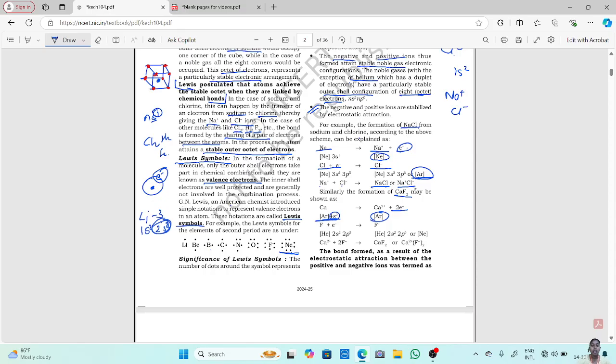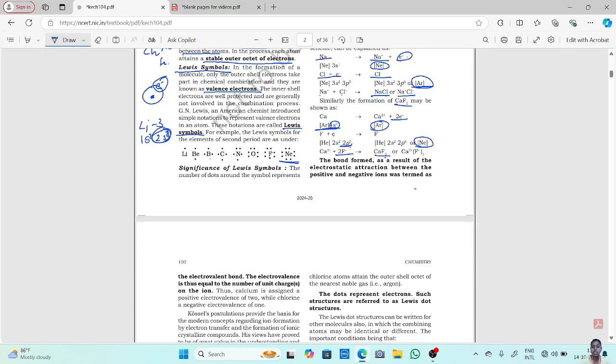Now fluorine takes up 1 electron. This is the electronic configuration of fluorine. It requires only 1 electron to fill the p orbital. So it takes up that 1 electron and attains the electronic configuration of neon. Since 2 electrons are taken out from calcium, you can take 2 fluorine atoms to satisfy both of the electrons. So it becomes CaF2.